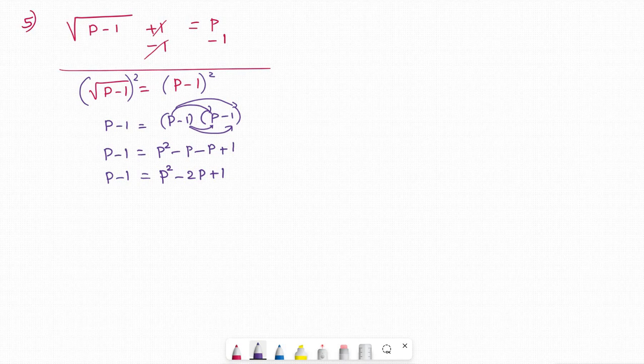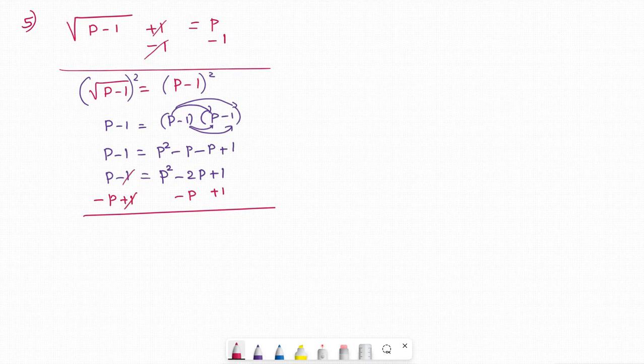Now we can simplify this into an equation. So we want to make one side 0. I am going to make this side 0. So for that we have to subtract p and add 1 from here, right? So do the same thing, negative p plus 1.